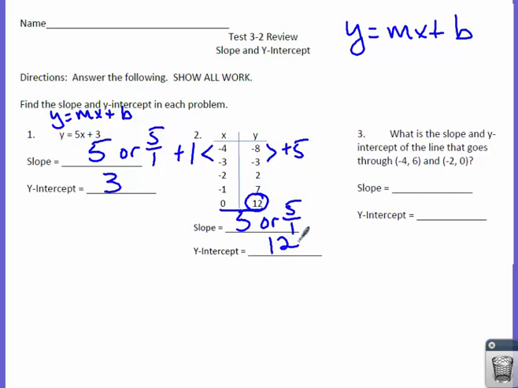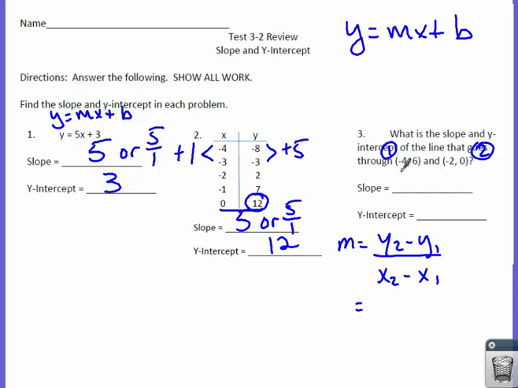Now number 3 is going to be the hardest question on the test, because we're trying to find slope and y-intercept when only given 2 points. Well, in order to find the slope from this one, we must use our formula. m is equal to y2 minus y1 divided by x2 minus x1. Now, in order to do this one, I gave you a series of steps to follow. Step number 1, identify your points as 1 and 2. So I'm going to call this one point 1, this point 2.